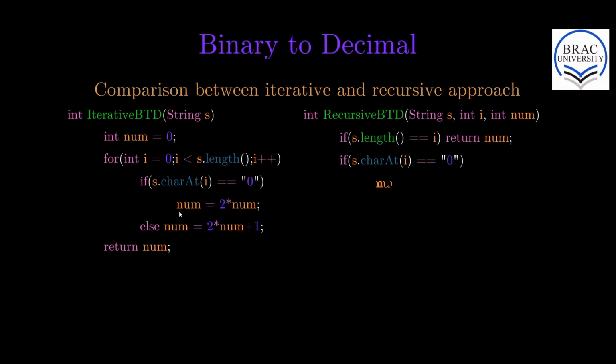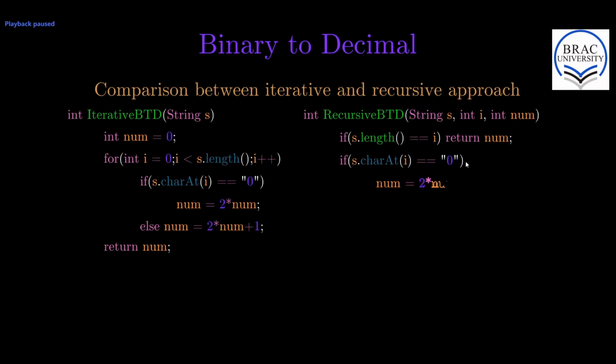num changes, it gets doubled or doubled plus 1, and i gets incremented, which is i++, but s doesn't actually change. So in this recursive function, we will have these 3 variables as well, but s will not change, while i and num will change. Actually, the interior of a recursive function is just the interior of the loop.